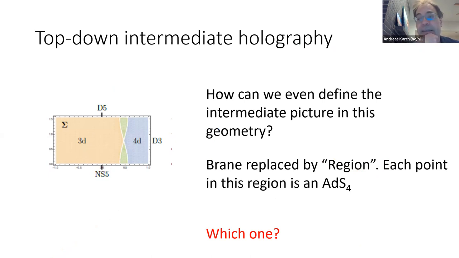So if you look at this, you already see that this time it's not even clear what you would call the intermediate picture. Before, we had a theory living on the brane that defined my intermediate picture and the intermediate geometry, but now the brane got replaced by some region. Where in this region does the intermediate picture live? Any point in this orange region is like an AdS4, but which one should I choose? What justification? Should I somehow average over them? What's the effective 4D geometry? Where is this 4D intermediate theory supposed to live? That's sort of unclear.